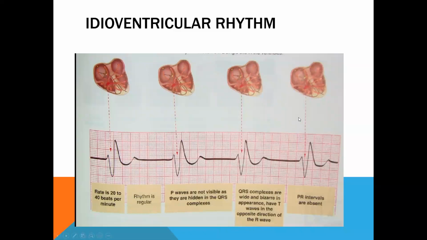So remember, if the ventricles are not receiving an impulse from the SA node, no impulse, AV node, no impulse, the ventricles will take over and start initiating their own impulses, but they do it really slow, 20, maybe up to 40 times a minute. So these impulses are originating in the ventricles and the impulses are wide. All right, do I want to tell you anything else about idioventricular? No, that's it.